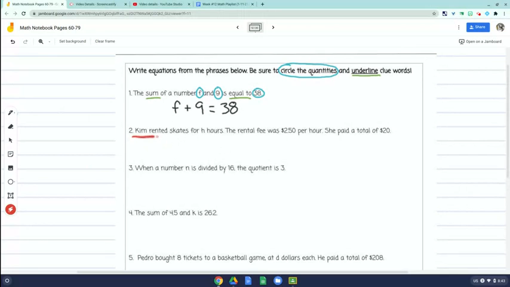It says Kim rented skates for H hours. The rental fee was $2.50 per hour. She paid a total of $20. So we're going to be writing this equation.